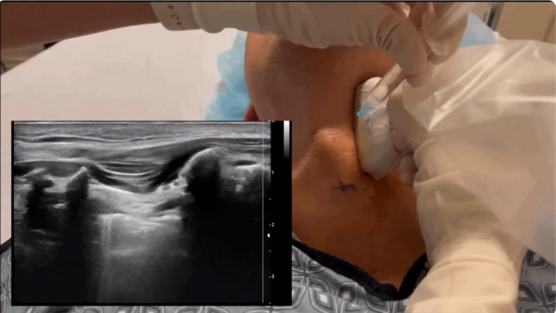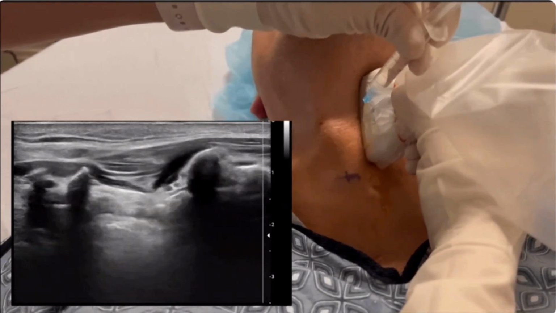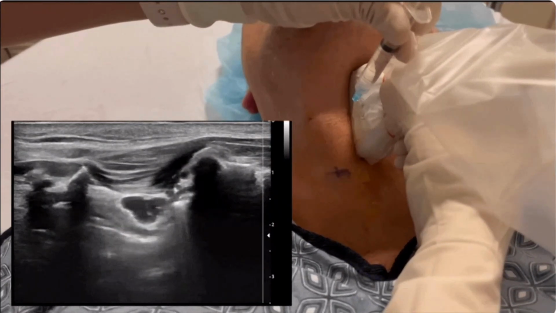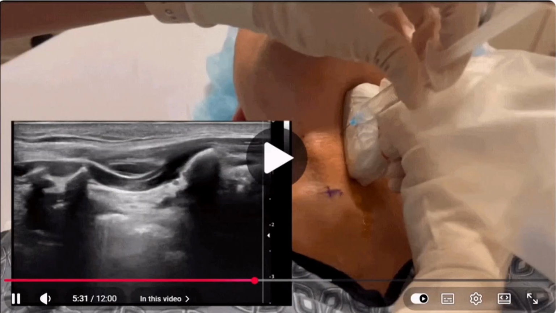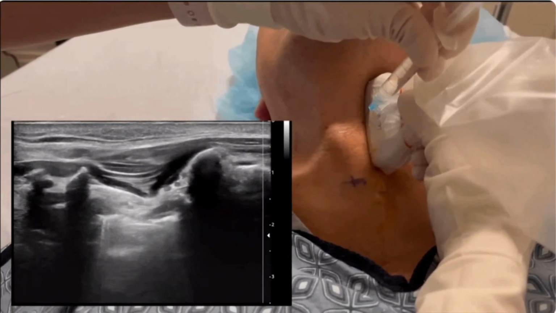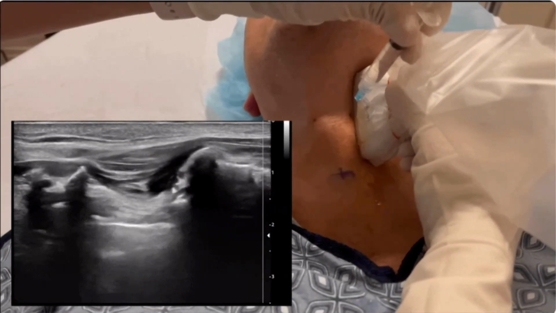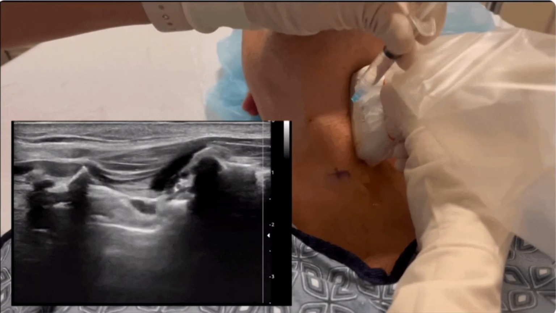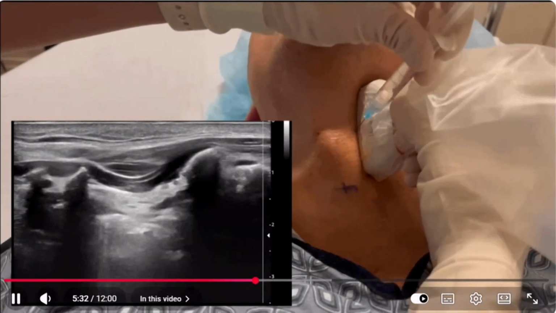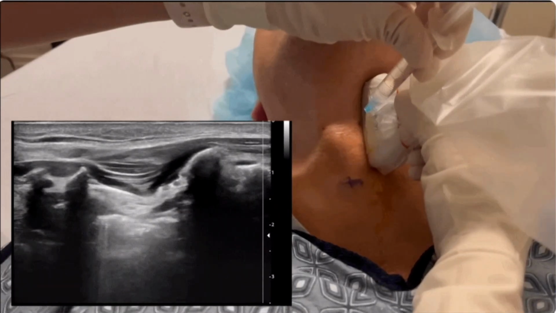So here they are using an out of plane approach. Okay, instead of an in plane approach, they are using an out of plane approach. Once you hear the pop, that means you have penetrated the thyroid membrane, and after that you can instill the local anesthesia. It spreads under the thyroid membrane and blocks the superior laryngeal nerve.